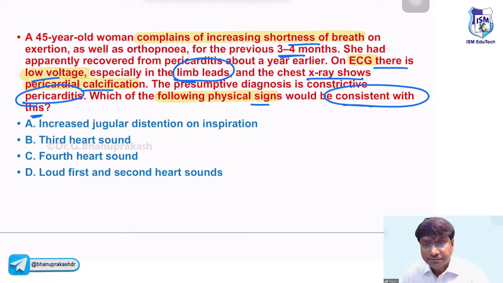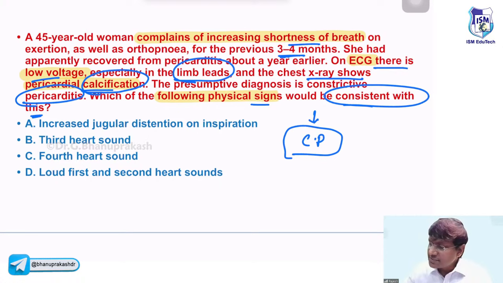So now this is the clinical scenario suggestive of constrictive pericarditis. Why are you considering it as constrictive pericarditis? Because of the presence of pericardial calcification. In patients with constrictive pericarditis, you don't have third and fourth heart sounds, and you don't have loud first and second heart sounds. In fact, you have muffled heart sounds. You have increased jugular venous distension on inspiration. What is this particular sign? This is nothing but your Kussmaul sign. So Kussmaul sign is very characteristic in patients with constrictive pericarditis.